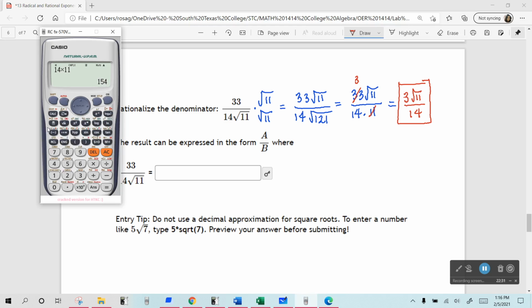Now, to double check my work, because I do have the Casio and I want to make sure. See?